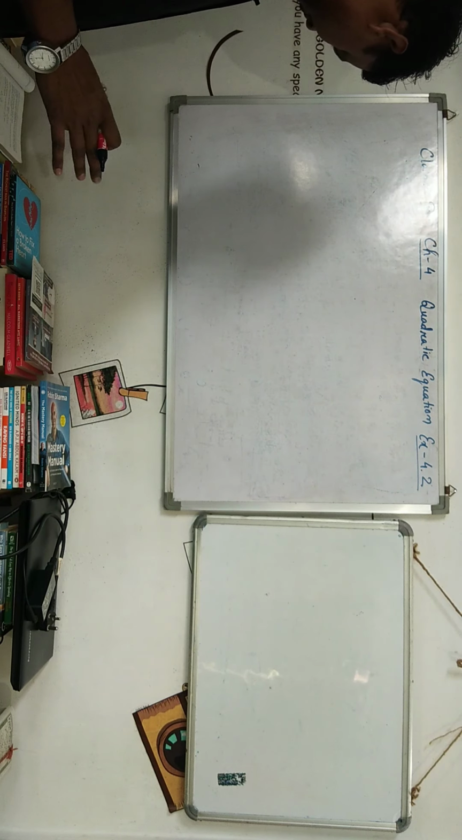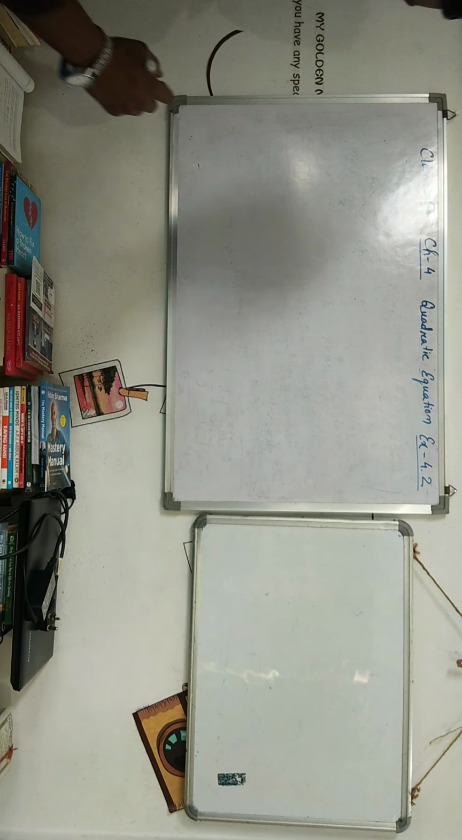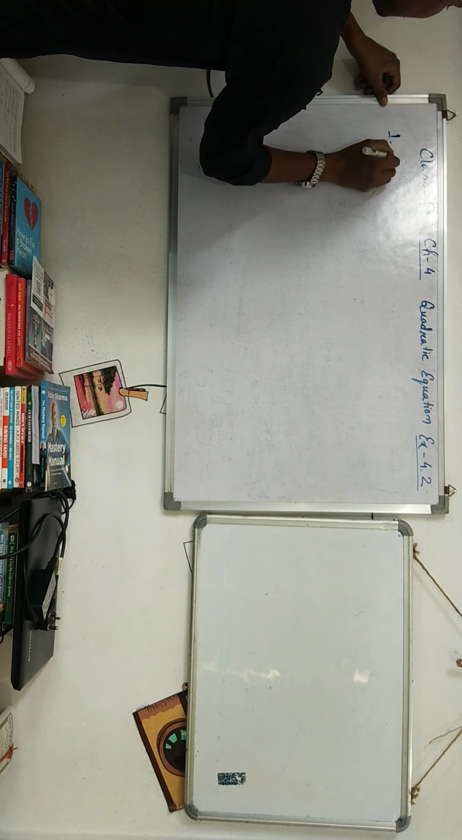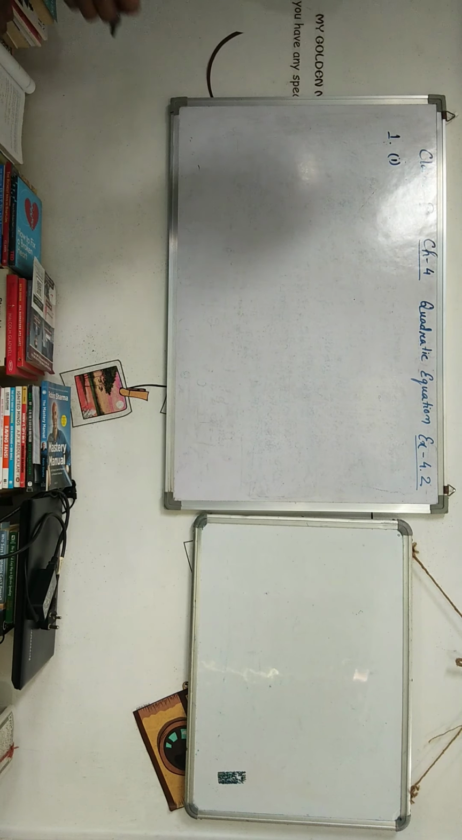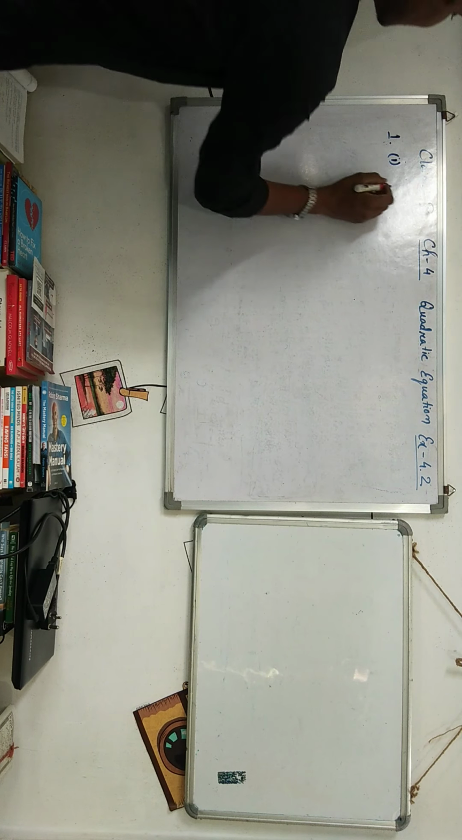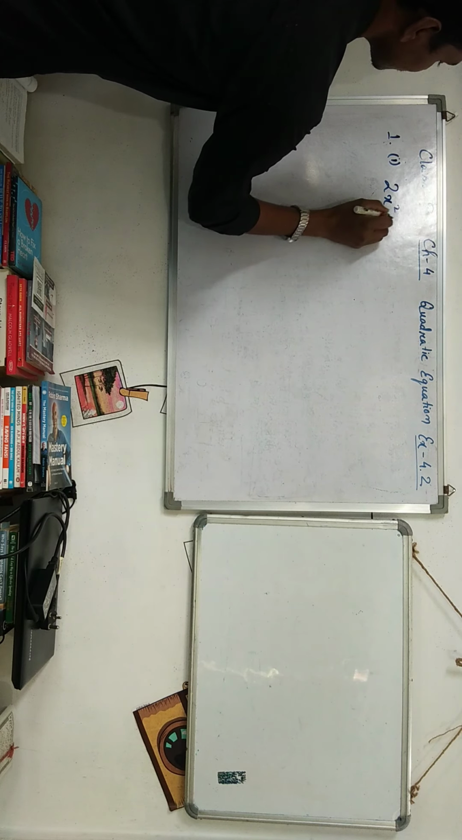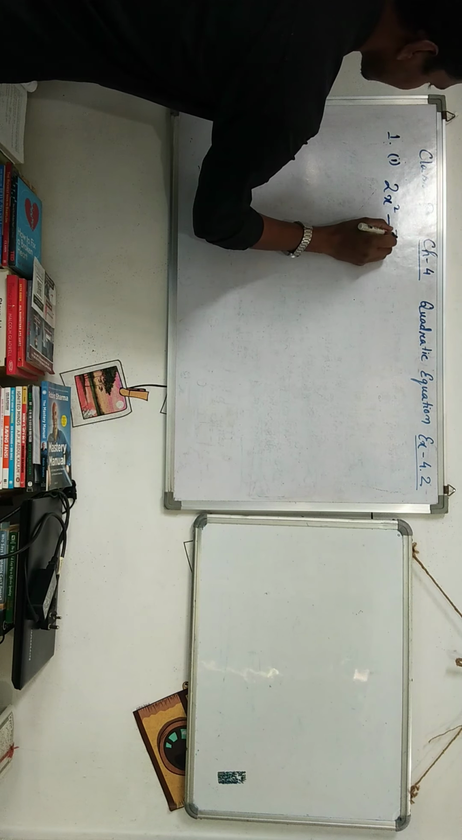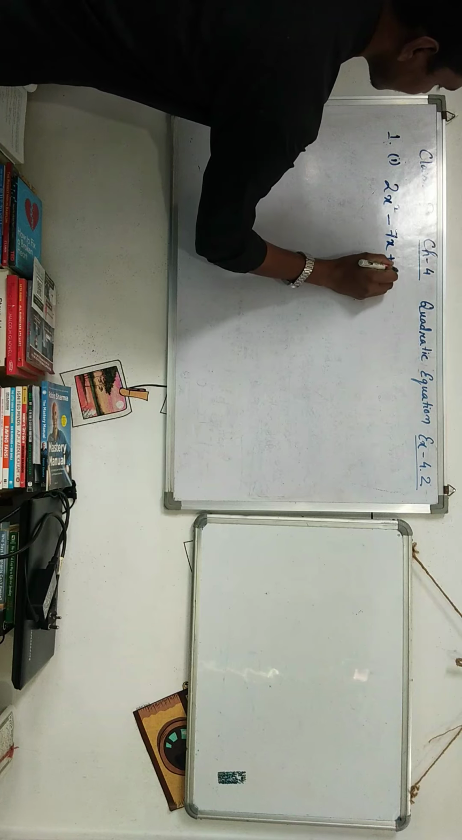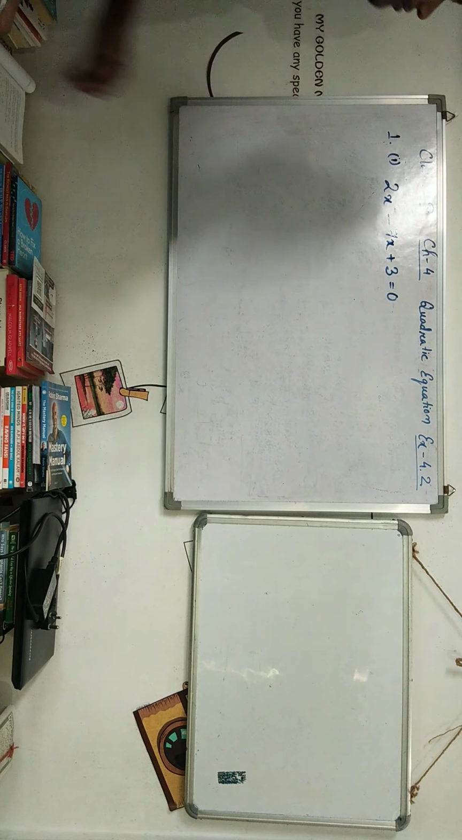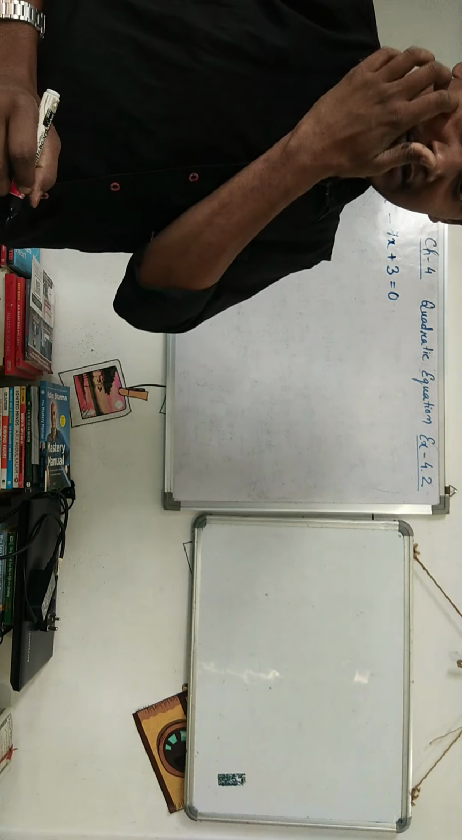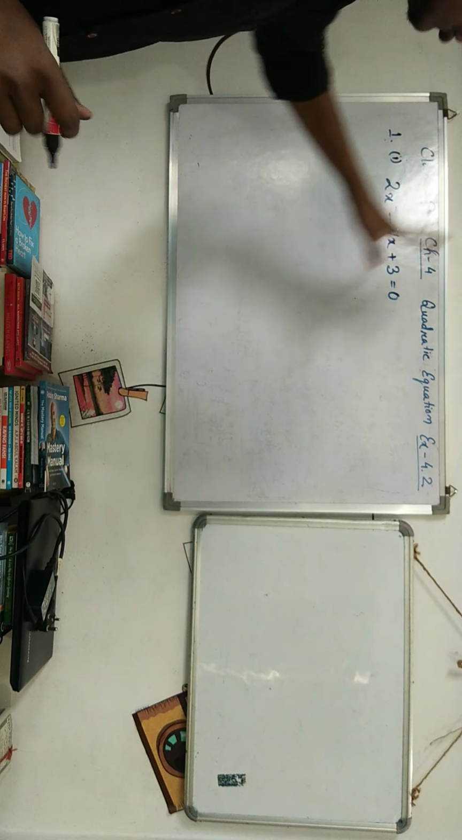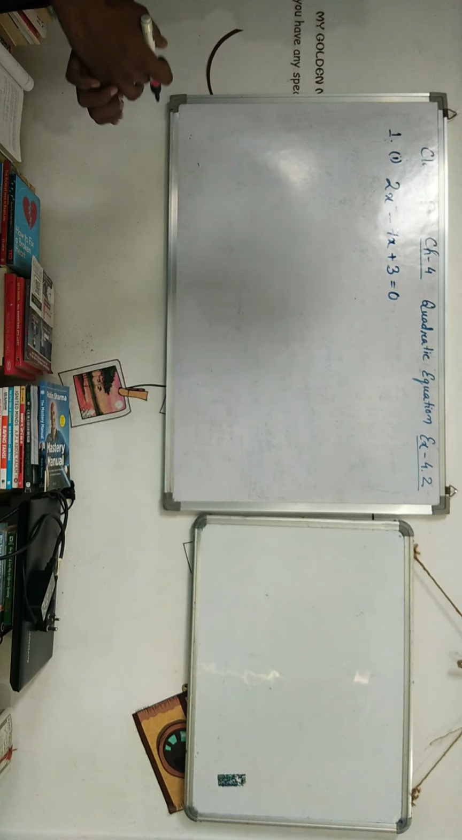So now I will take the first question by using the method of completing the square. Number 1: twice x square minus 7x plus 3 equal to 0. This is the question. We have to find the roots by using the method of completing the square.